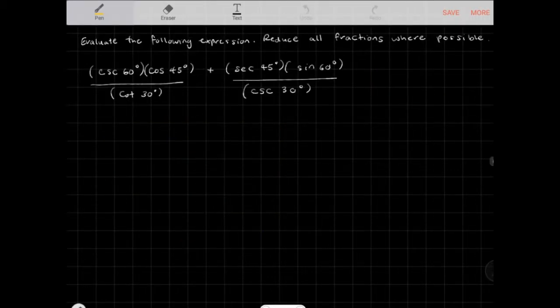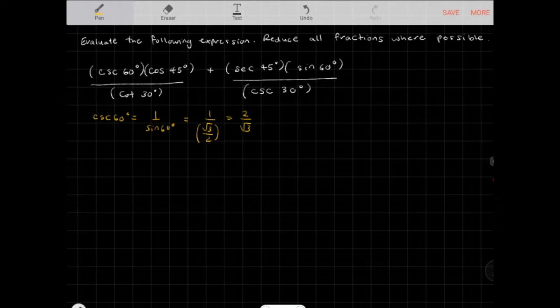All right, let's take a look at a much more challenging example. Here we want to evaluate the following expression, reduce all fractions where possible. We want to make sure that there's no radicals on the denominator. Okay, so this time I've thrown in some reciprocal ratios. Now we need to note here that cosecant 60 degrees is basically 1 over sine 60, and sine 60 is basically square root 3 over 2, so 1 over this is basically 2 over square root 3.